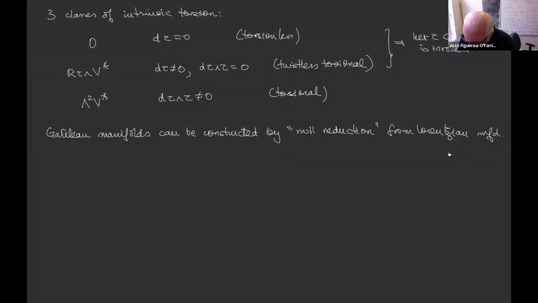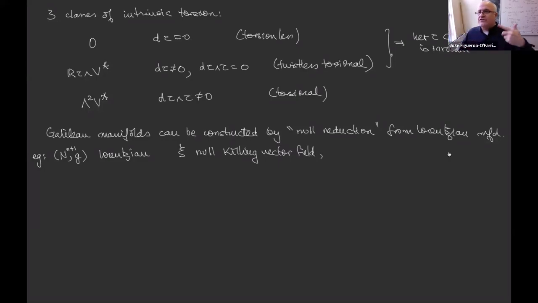So how does this work? It could be more general than what I'm about to say. I'm going to talk about just the case of Killing reduction, but it doesn't have to be. Let me give you an example. Suppose N, g is a Lorentzian manifold of dimension n plus one, and suppose that xi is a nowhere vanishing null Killing vector. Let's assume that it integrates to an action of a one-parameter Lie group, so it could be the real line, or in principle the circle.